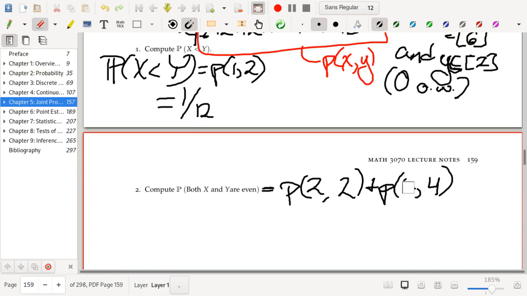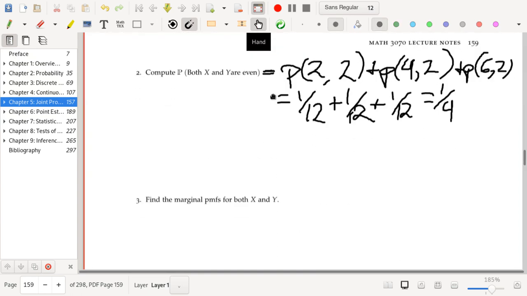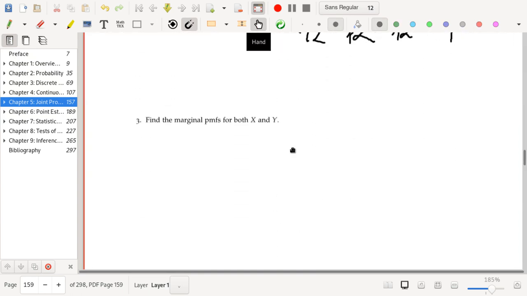No, (4, 2). Sorry. The order does matter. So p(4, 2), and then p(6, 2). Which is 1/12 plus 1/12 plus 1/12, which is 1/4, because that's 3/12ths.